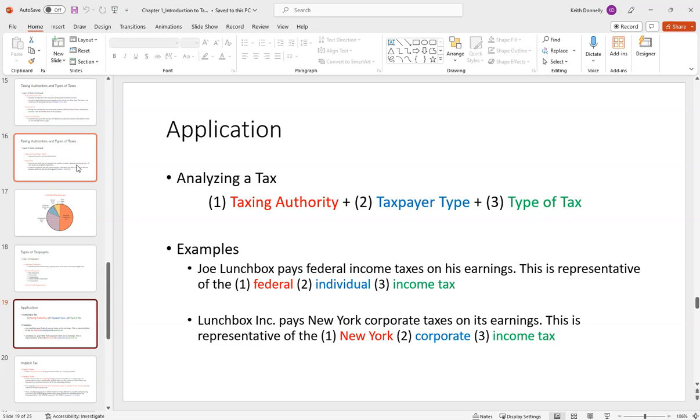In distinction, if you had a business paying corporate income tax in New York, it would be the New York corporate income tax. So we're taking the tax authority, the taxpayer type, and the type of tax. We can use that to analyze any type of tax.